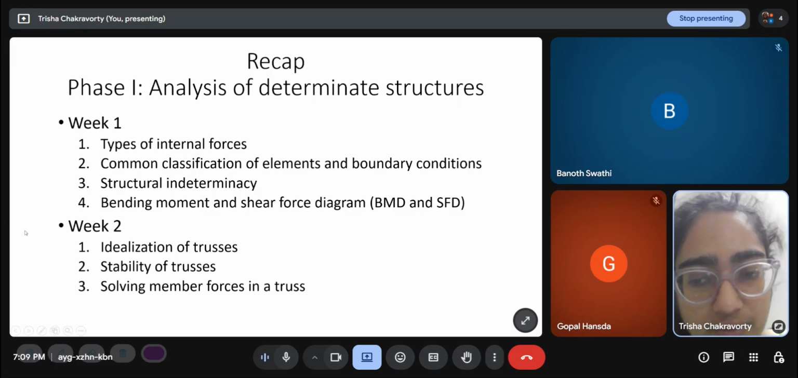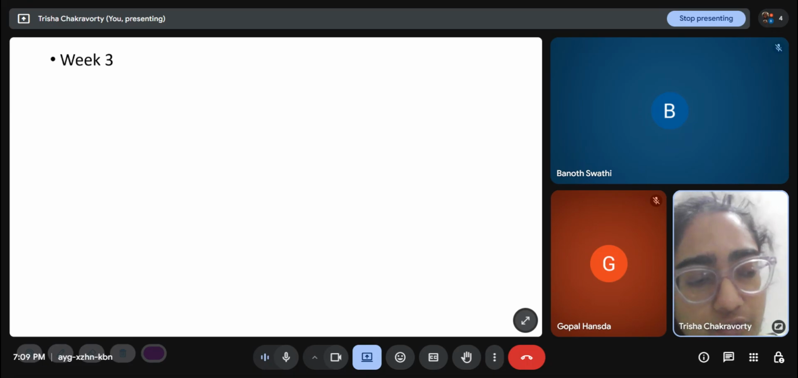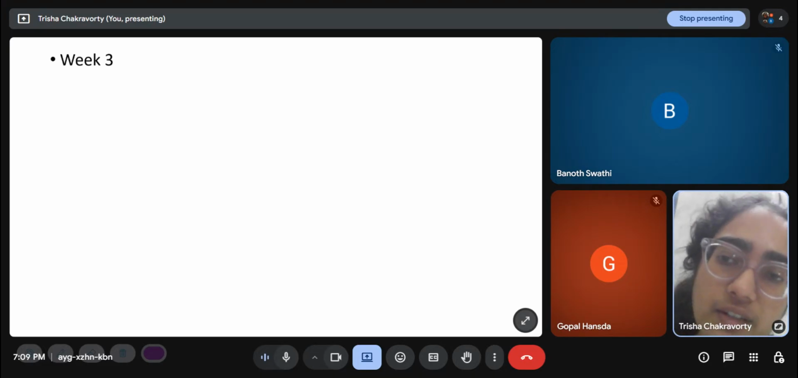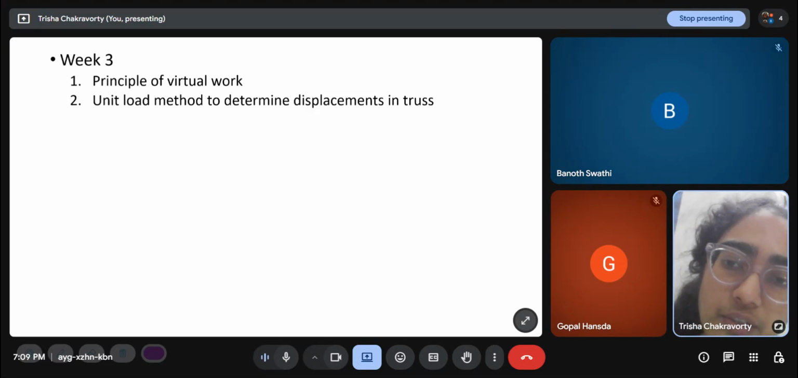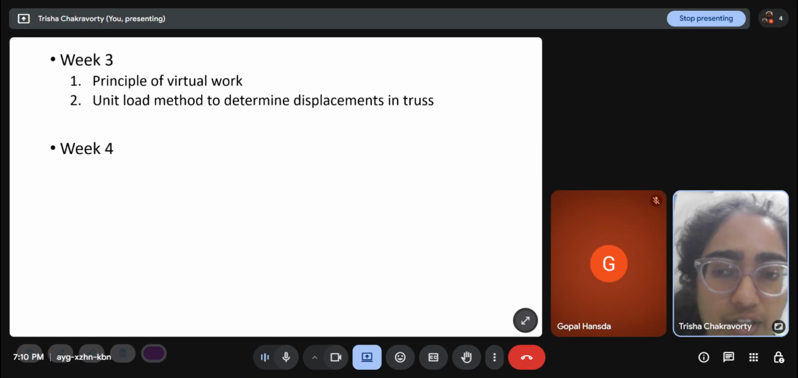So week 2 we looked at idealization of trusses and stability of trusses, but the main focus was on solving the member forces by method of joints and method of sections. Then weeks 3, 4 and 5 we focused on how to find the strain or displacement type responses in structures. So principle of virtual force, unit load method to determine displacement in trusses, so all the nodal displacements. If you know all the nodal displacements in a truss, we know the entire deformed configuration.